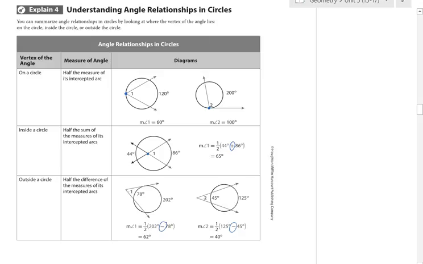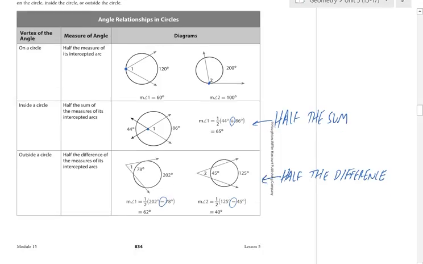So half the sum when it's inside, half the difference when the angle is outside. Okay? So all that stuff is summarized in that table.